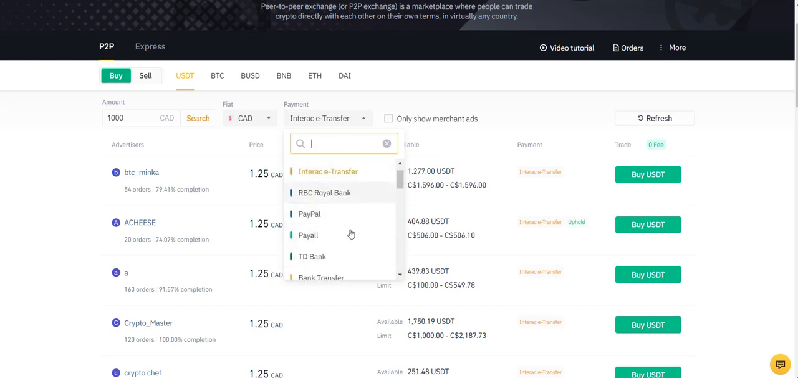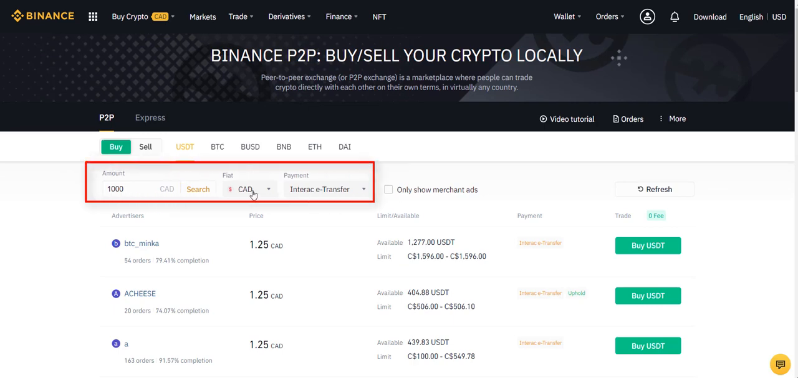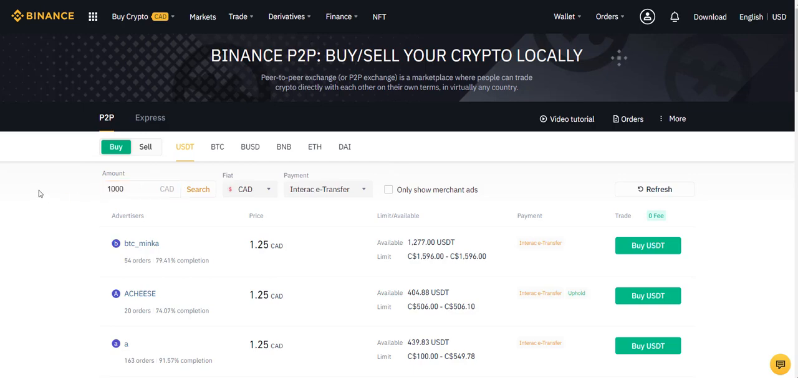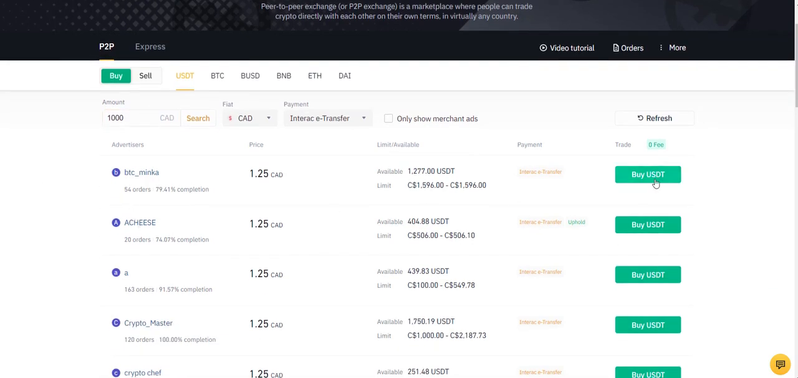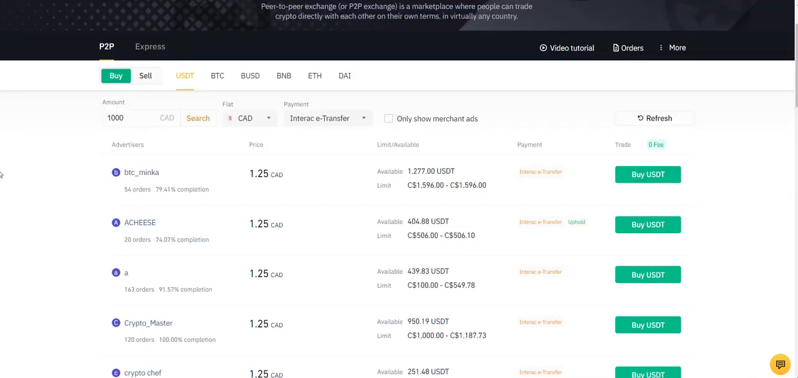The banks are different from one country to the other. But what you need to understand here is that every time you want to buy crypto, you make sure you first select your currency, then your method of payment, and obviously how much you want to buy in your own currency. And from there, you just need to follow the instructions. So it's as simple as that to buy crypto.